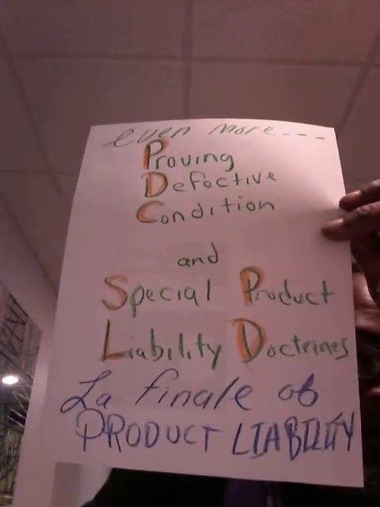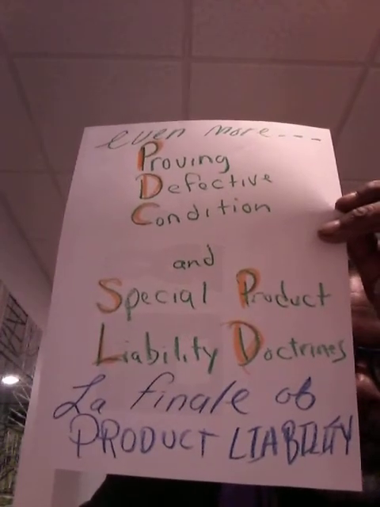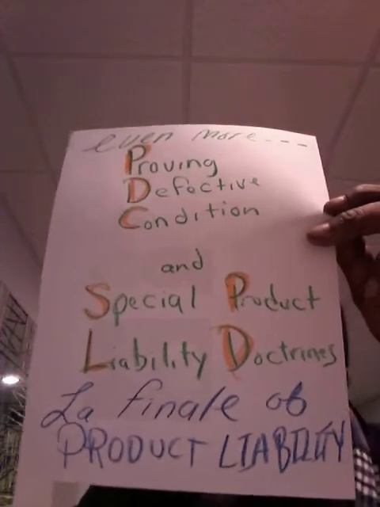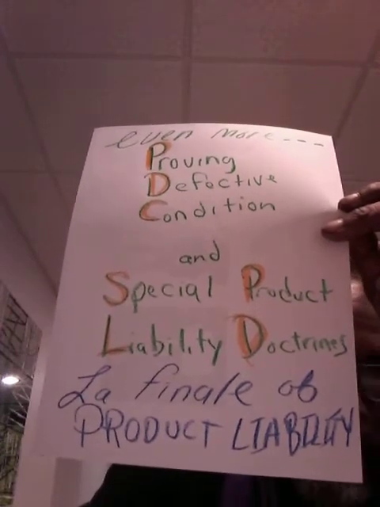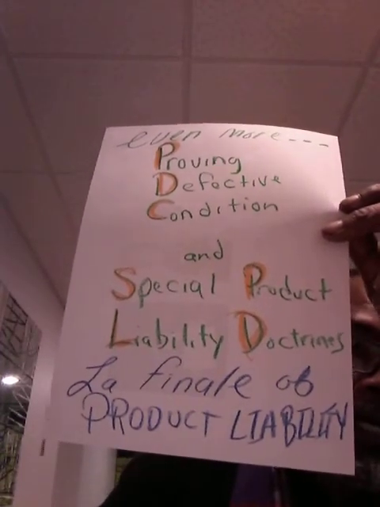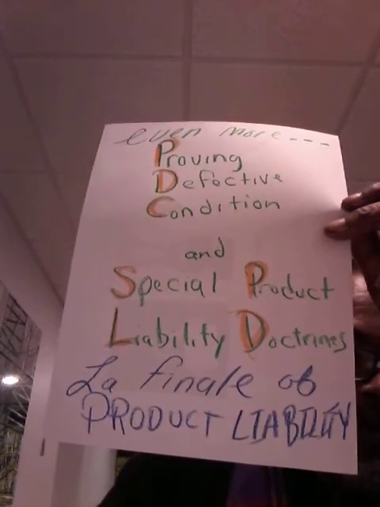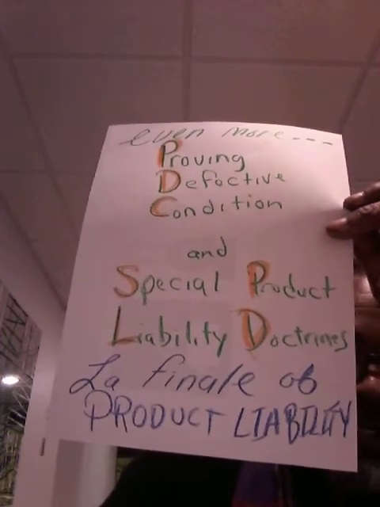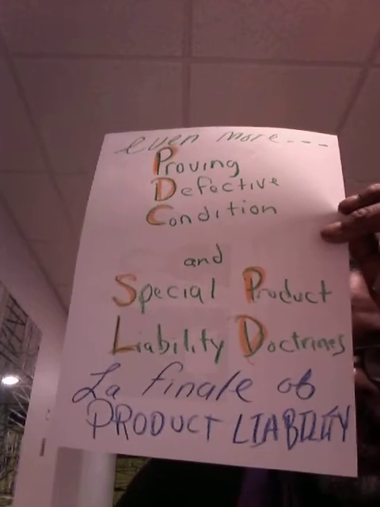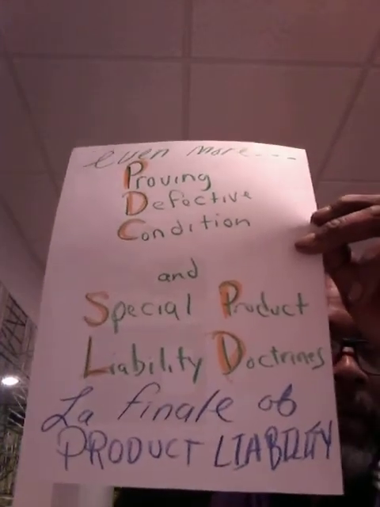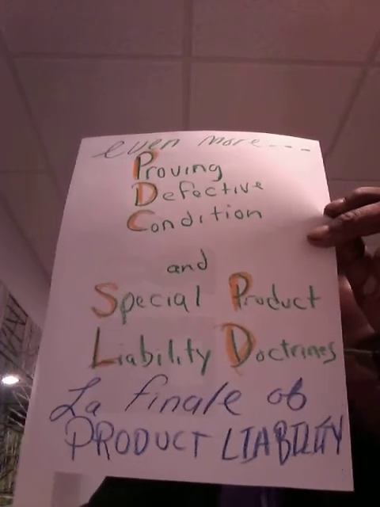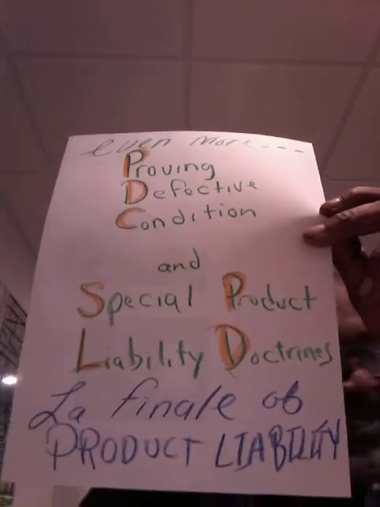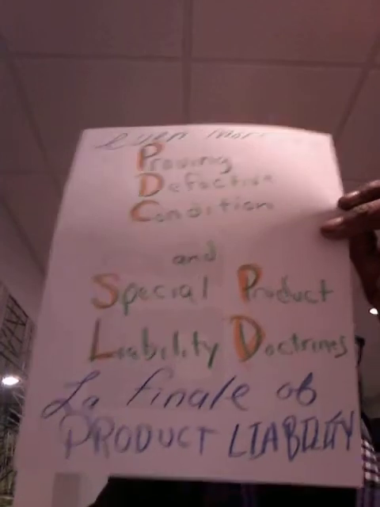proving a defective condition. And so we were looking at a test for manufacturing defects. We were looking at a couple of tests regarding design defects. And we're going to look at another basis for finding a defective condition here, right? And then we're going to move on to talk about some of the other special doctrines and things we need to be aware of, at least from my perspective, to get us through the semester with regard to product liability. All right.